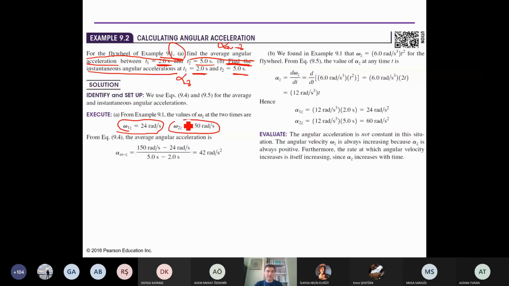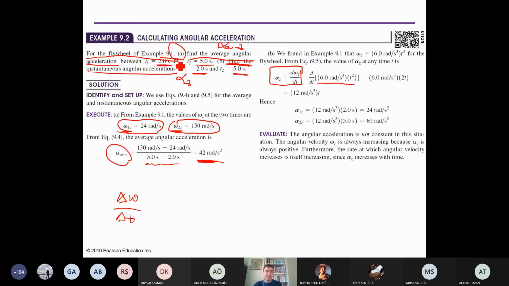Then the average angular acceleration is given with delta omega over delta t. Omega 2z is known, omega 1z is known, put them here, then delta t is this one, and the average angular acceleration can be calculated. So what about part B, the instantaneous angular acceleration? Instantaneous angular acceleration is given with this expression, the time derivative of angular velocity. We have calculated angular velocity as this one.